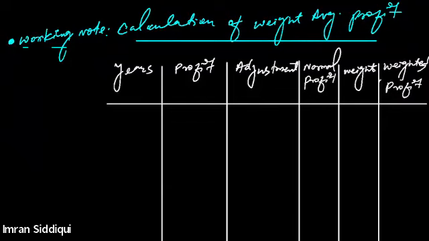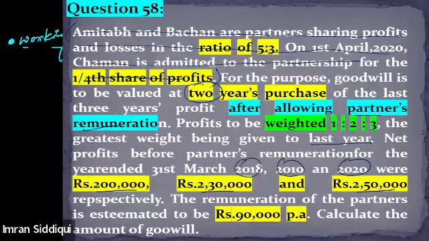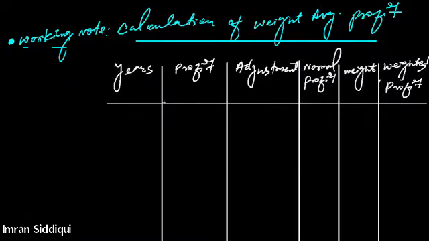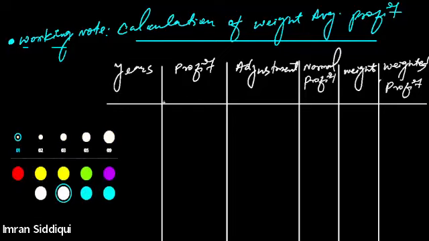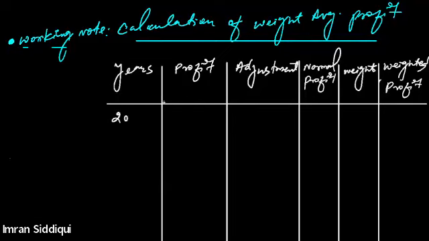We will start with the profit of the years 2018, 19, and 20, which is given. The profit for the year 2018 is 2 lakh. Then 2,30,000. And 2,50,000.